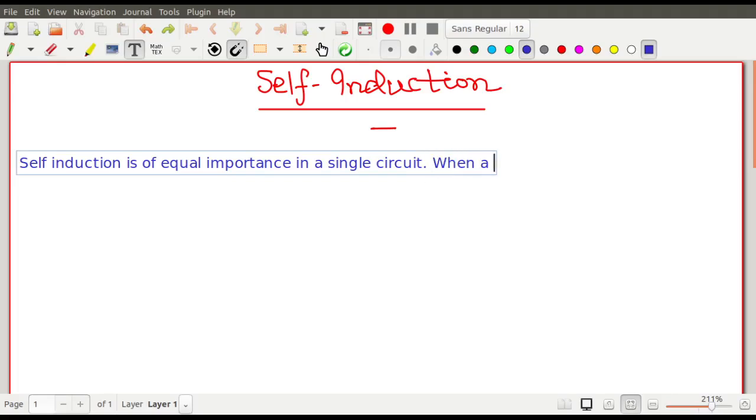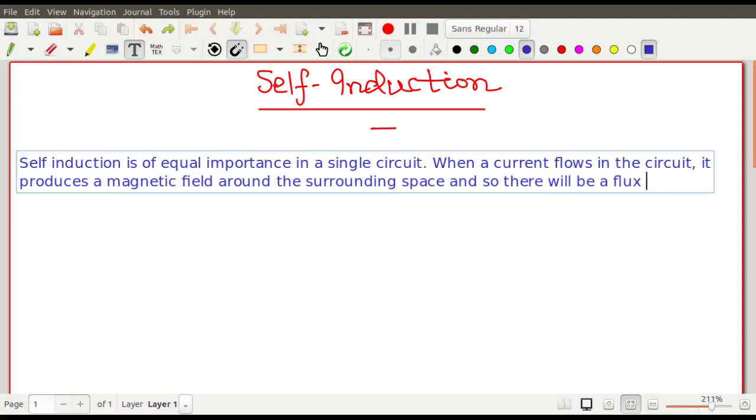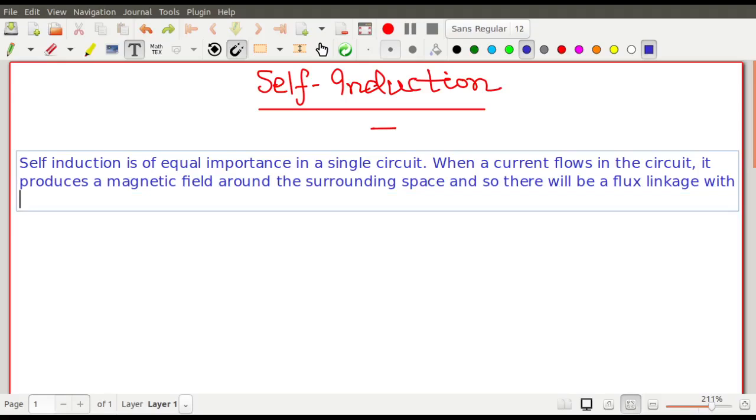When a current flows in the circuit, it produces a magnetic field around the surrounding space, and so there will be a flux linkage with the circuit.